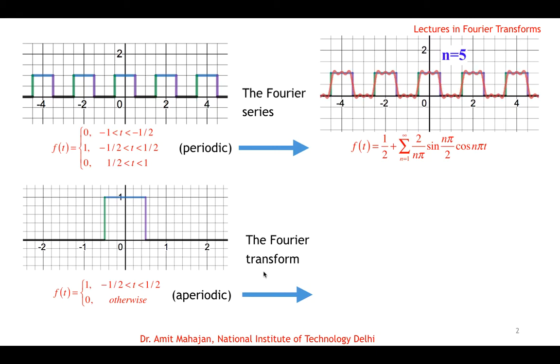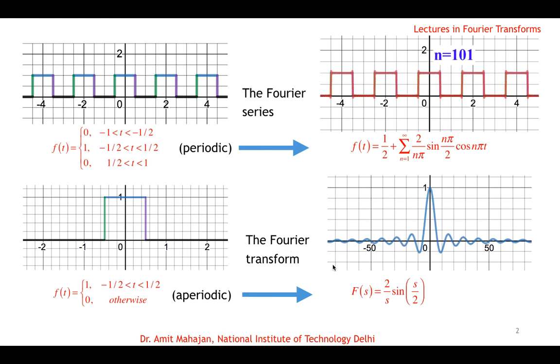And if you calculate the Fourier transform of this function, then the Fourier transform F(s) is equal to 2 by s sine of s by 2. Okay, so this is the figure for the Fourier transform of this single pulse function. So you have a time domain function and you convert it into a frequency domain function using the Fourier transform. Now as I said, the Fourier series and Fourier transform are very closely related.